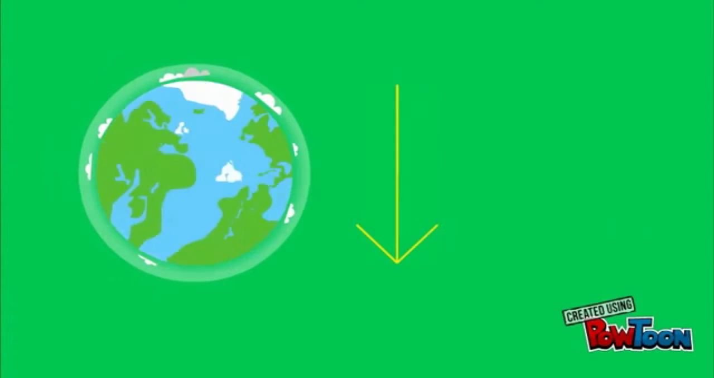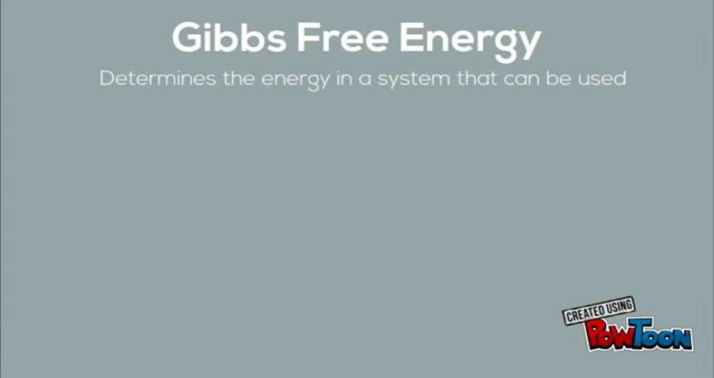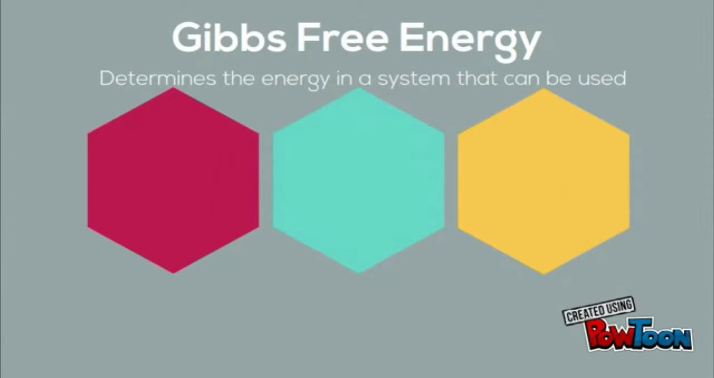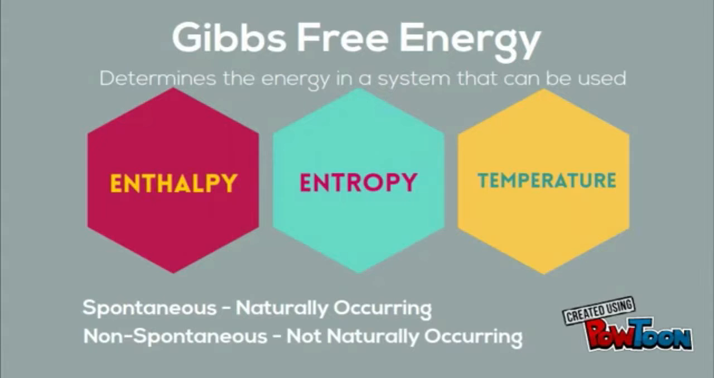All systems want to achieve as low of a free energy state as possible. The Gibbs free energy number is how far away the current system is from this state. Scientists use Gibbs free energy to determine the energy in a system that can be used. Spontaneous means energy is not needed for the reaction to occur since it happens naturally. Non-spontaneous means that energy or work will be needed to make the reaction occur.